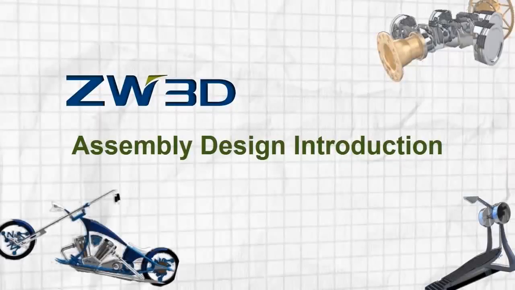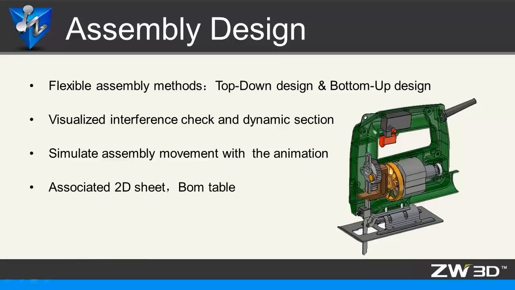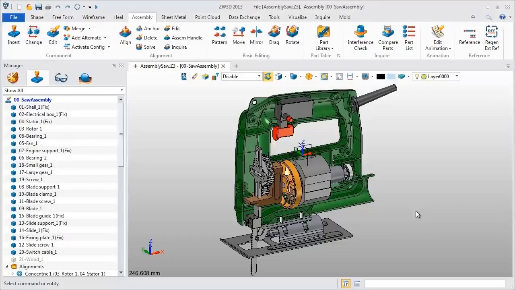Assembly Design Introduction. ZW3D supports flexible assembly methods, top-down design and bottom-up design. It's easy to make visual checks and simulate movement with interference check, dynamic section and animation tools. Associated 2D sheet and BOM tables can also be created.